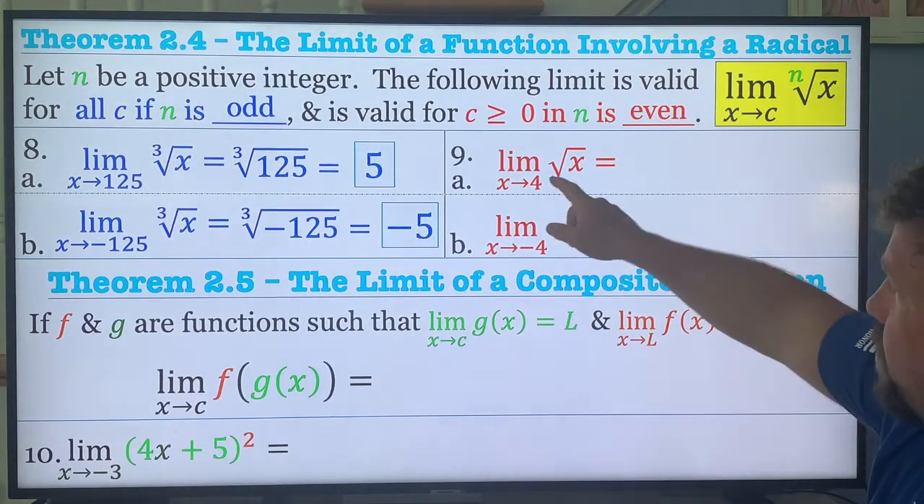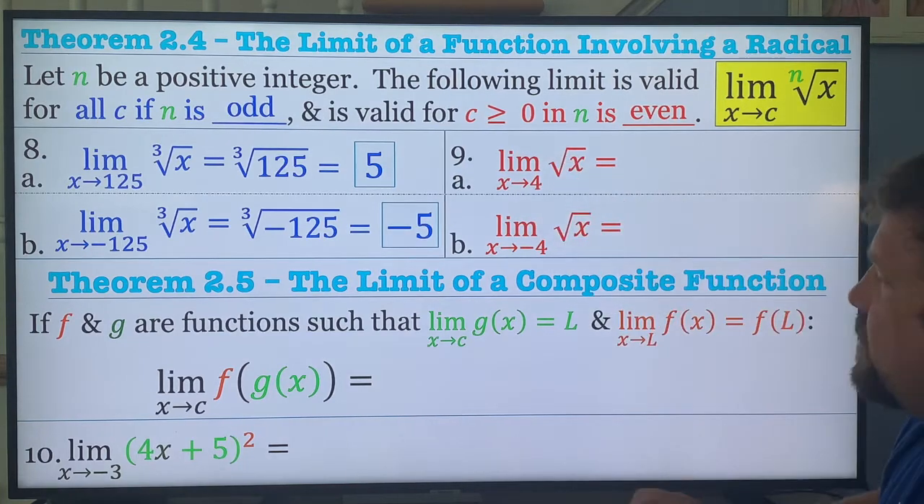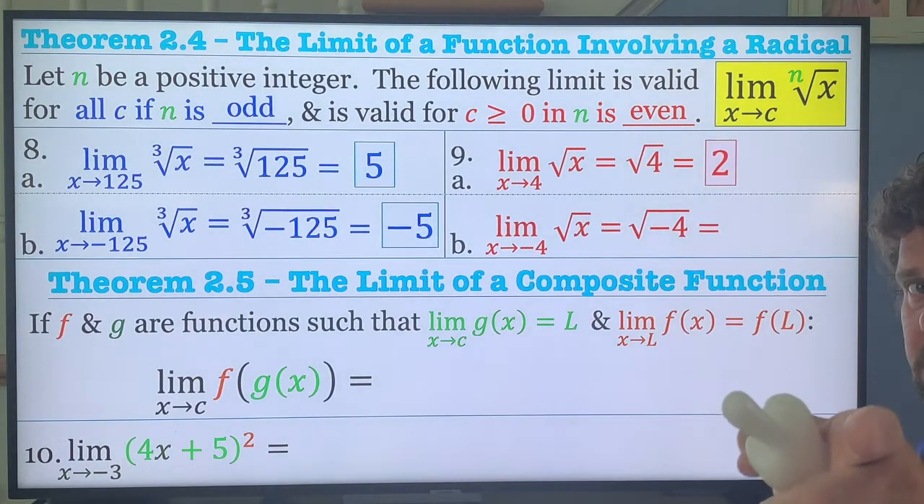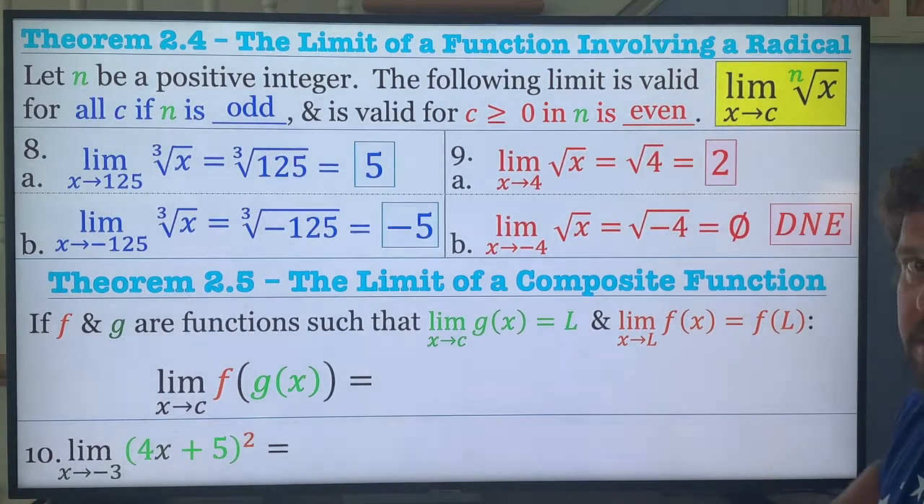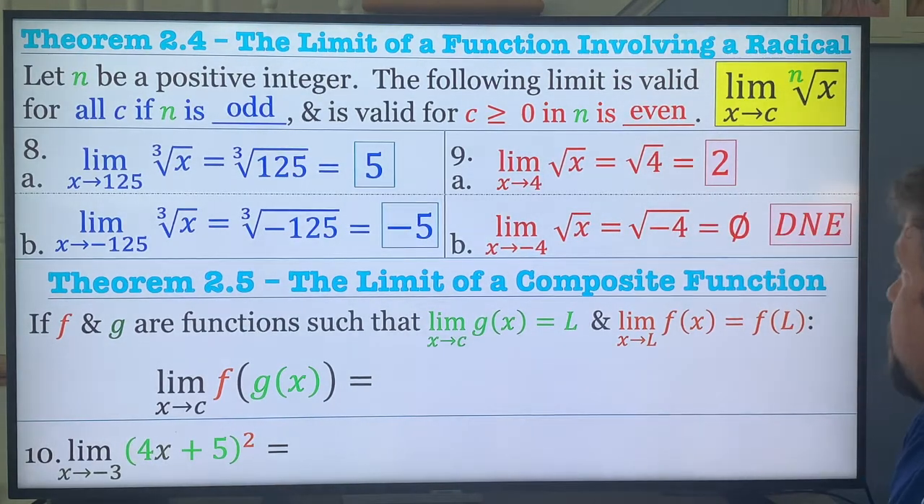Okay? Let's look here. No number here means it's the same as being a 2. Square root of 4 is 2. Square root of negative 4 is, no, not negative 2, undefined. Therefore, it does not exist. If you have a negative under an even radical, it does not exist.